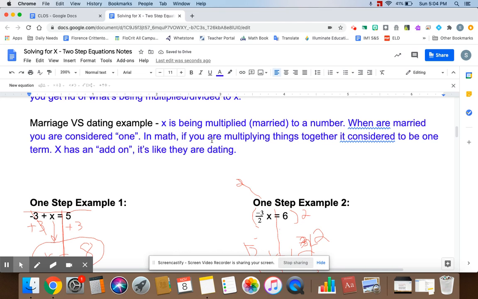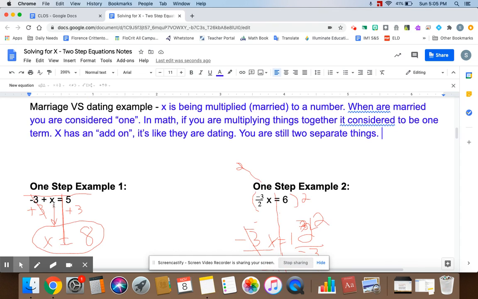They aren't one thing. When you're dating a person, you are two still separate things. You're just together hanging out on the same side. Like over here, they're hanging out on the same side of the equal sign. But they're not one thing. They're two different things that are just being added to each other.